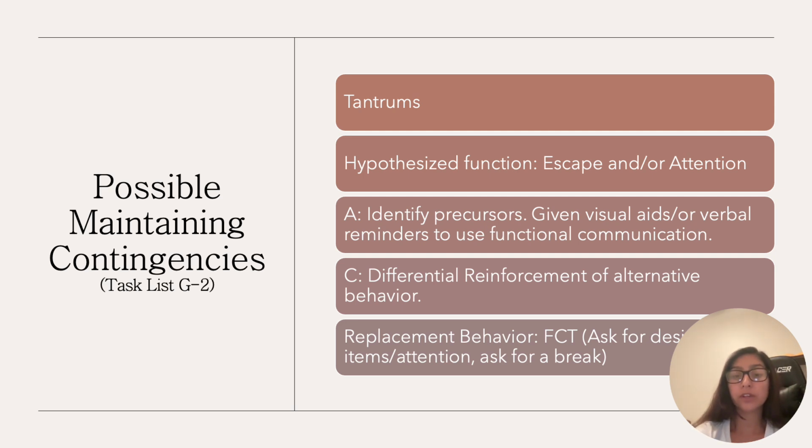So, possible maintaining contingencies for tantrums. The hypothesized function is escape and/or attention. The antecedent is identifying precursors, giving visual aids or verbal reminders to use functional communication. The consequence is differential reinforcement of alternative behavior. The replacement behavior is also functional communication training, so asking for a desired item, asking for attention, or asking for a break.